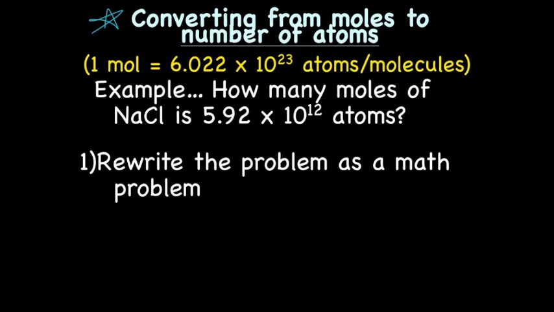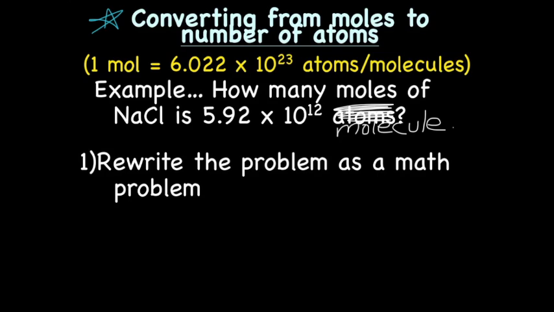And I once again gave you the equality, which is 1 mole equals 6.022 times 10 to the 23rd atoms or molecules. So the example we'll be working with as we go through the steps is how many moles of NaCl is 5.92 times 10 to the 12th atoms. Now, we got a little bit of a problem here. NaCl is not an atom, it's a molecule.